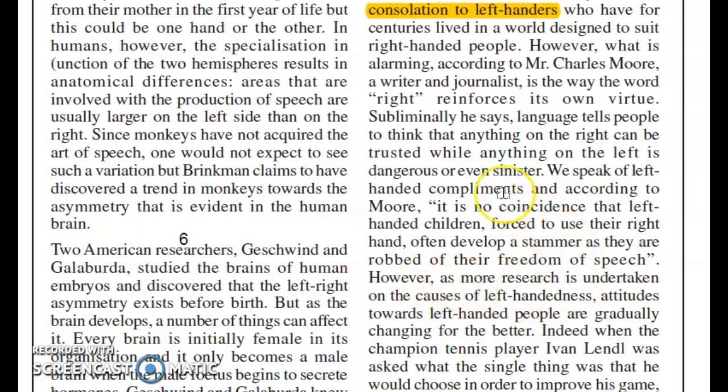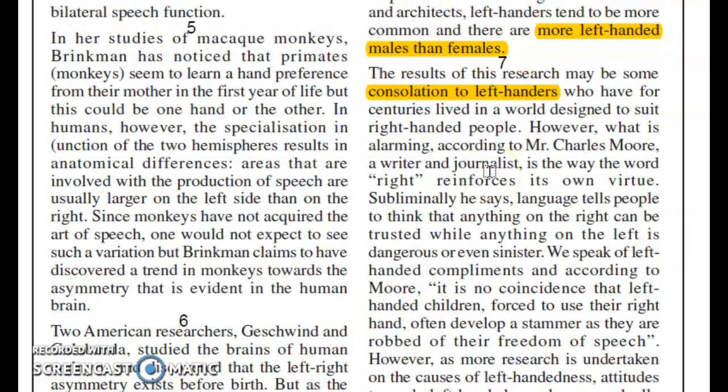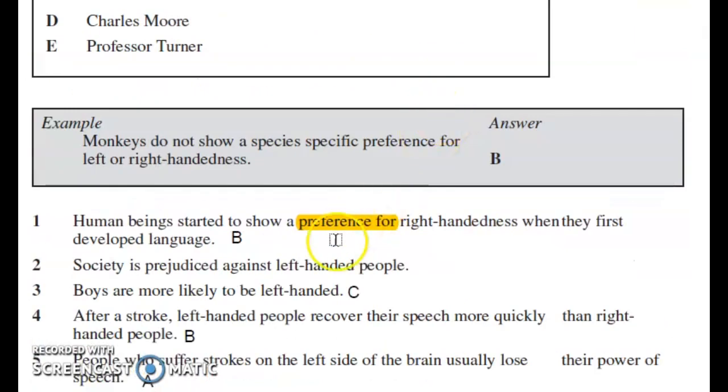However, as more research is undertaken on the causes of left-handedness, attitudes towards left-handed people are gradually changing for the better. Indeed, when the champion tennis player Ivan Lendl was asked what the single thing was that he would choose in order to improve his game, he said he would like to become a left-hander. So in the whole paragraph, a writer is saying that there is a discrimination for the left-handers in the society. So this is our statement, and our answer would be Mr. Charles Moore. Answer is D.